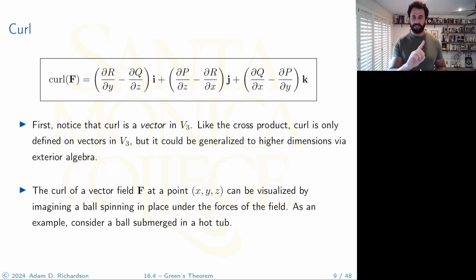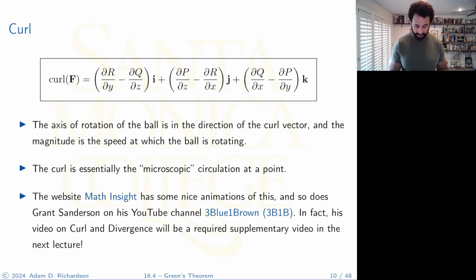Which way would the axis of rotation be? Would it be up? Would it be to the side? That's what we're talking about. So curl is basically giving you that vector, which is the axis of rotation, and then how fast the ball is spinning and so on. Yeah, so the axis of rotation of the ball is the direction of the curl vector, and the magnitude is the speed at which the ball is spinning.